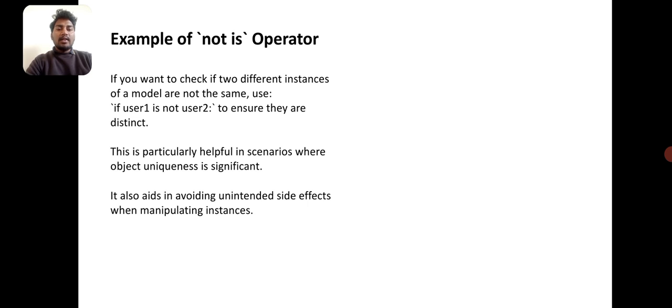Example of not is operator. If you want to check if two different instances of a model are not the same, use if user1 is not user2 to ensure they are distinct. This is particularly helpful in scenarios where object uniqueness is significant. It also aids in avoiding unintended side effects in manipulating instances.